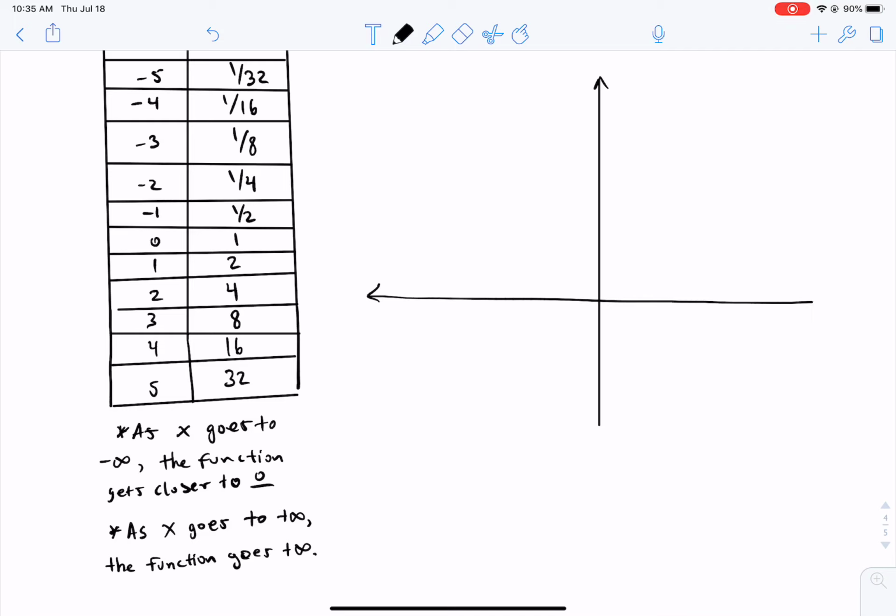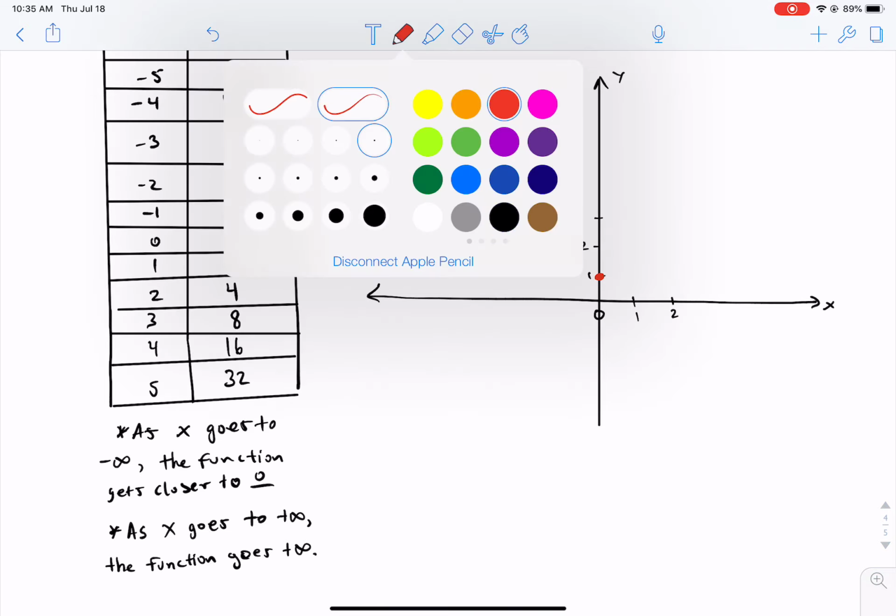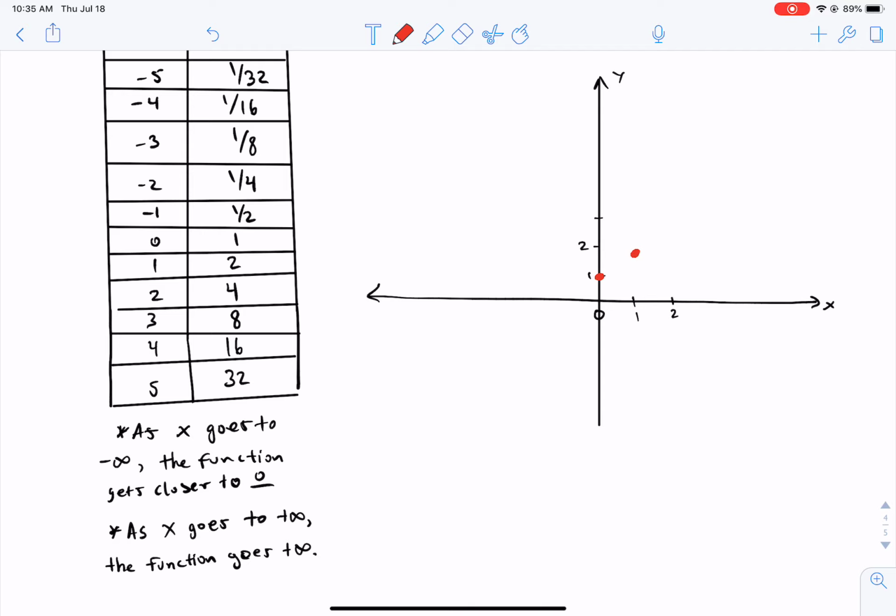So here is x, here is y, and what will be the value of the function at 0? 1. What will be the value of the function at 1? 2. So it will look like this. What will be the value of the function at 2? 4. Let's see, it will be somewhere over there. But you can imagine what will happen after that, right? It's going to just increase really, really fast on the right side like this.